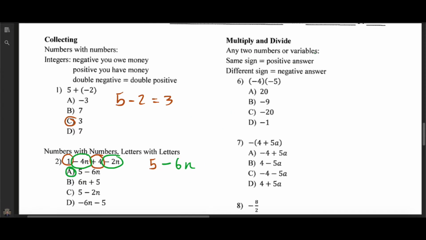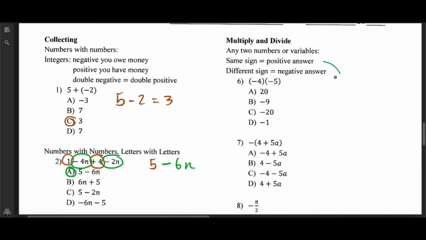Multiply and divide. Any two numbers or variables with the same sign give a positive answer, different signs give a negative answer. This is super important for you guys to remember, right? If you're multiplying two numbers or variables or anything with the same sign, the answer will always be positive. And if the sign is different, then it will always be negative. So always keep that in mind.